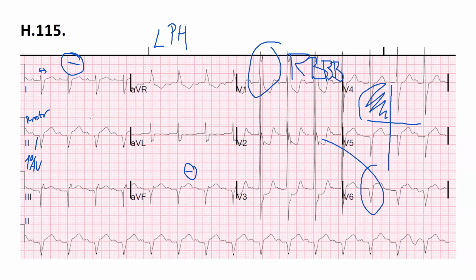Next one, pathological Q wave. That's a pathological Q wave. You do see it in 2, 3, AVF, and together with that you do see an ST elevation as well. So you do see an inferior STEMI, okay? All right.